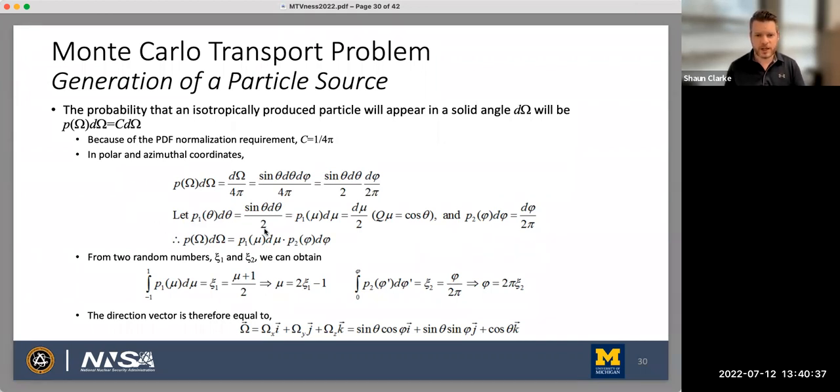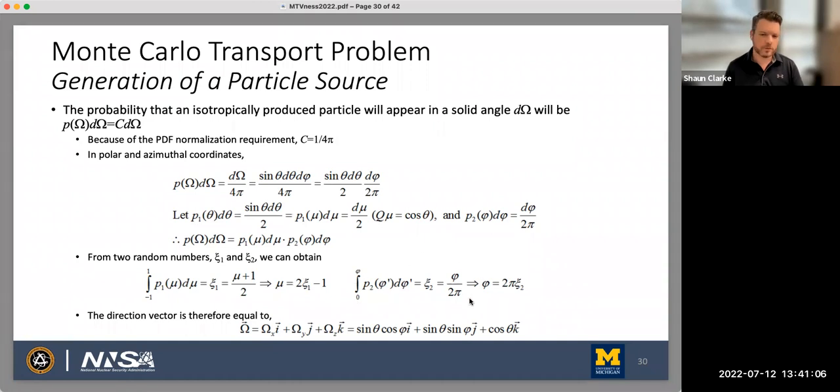Okay, second line here is just a convenient change of variables where we're taking mu to be defined as cosine theta, and then down here we're doing the random sampling. Okay, so this is the PDF lowercase p of mu d mu. We're integrating that from -1, and we're setting it equal to a random number. Invert and solve, and we can express mu as a function of our random number c.